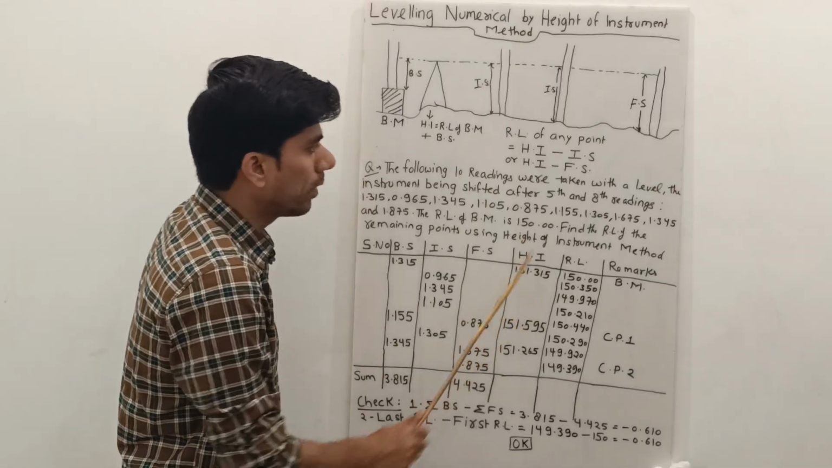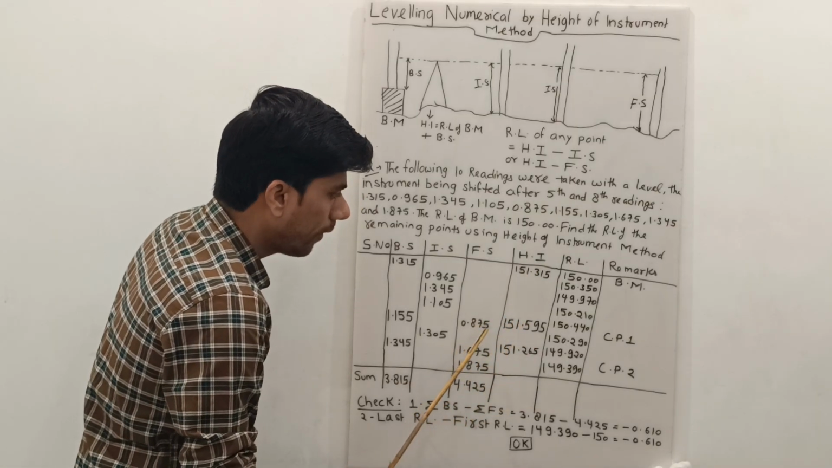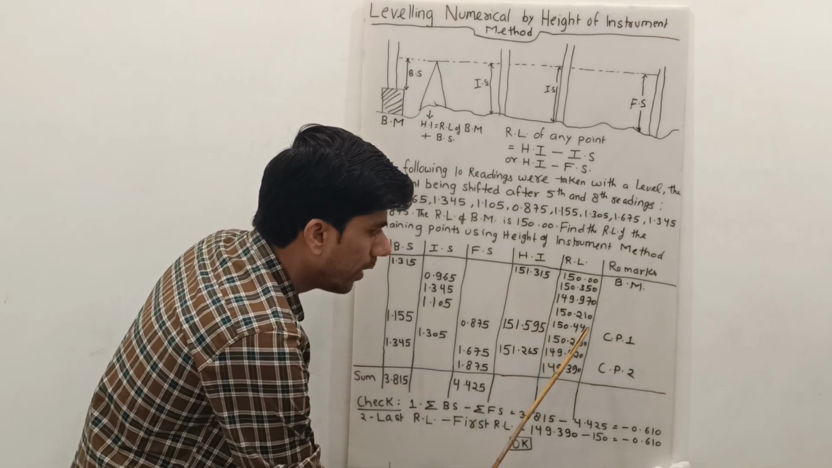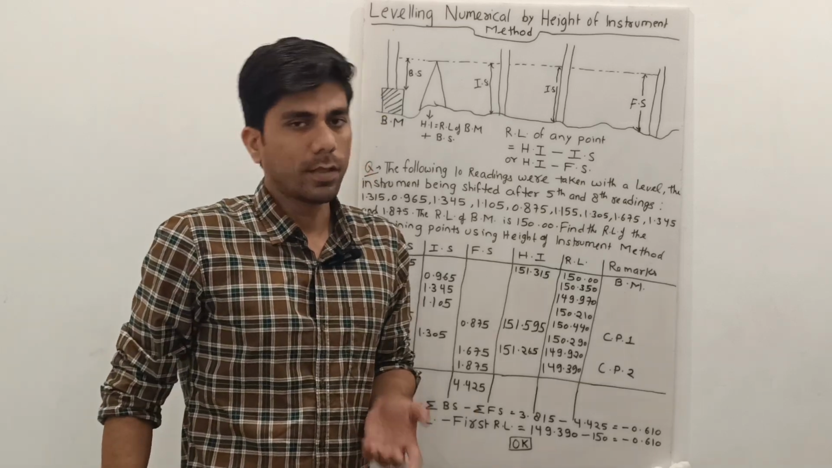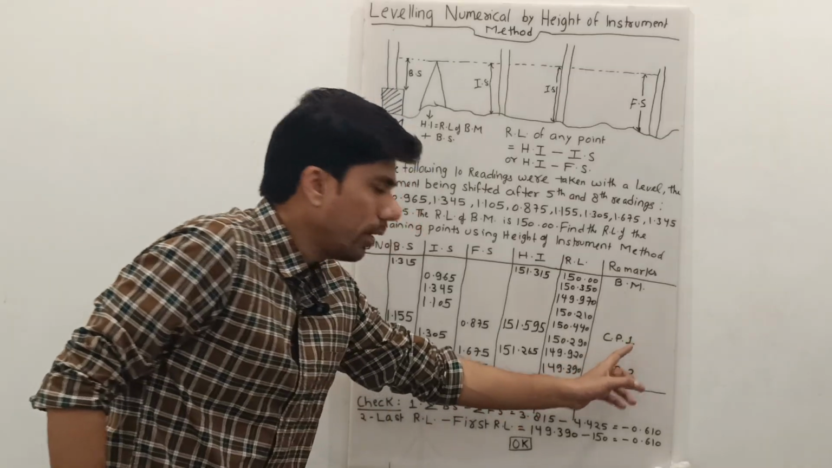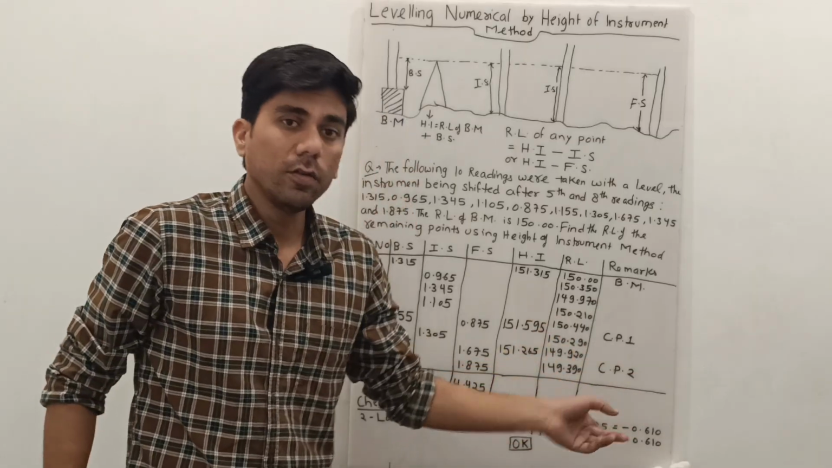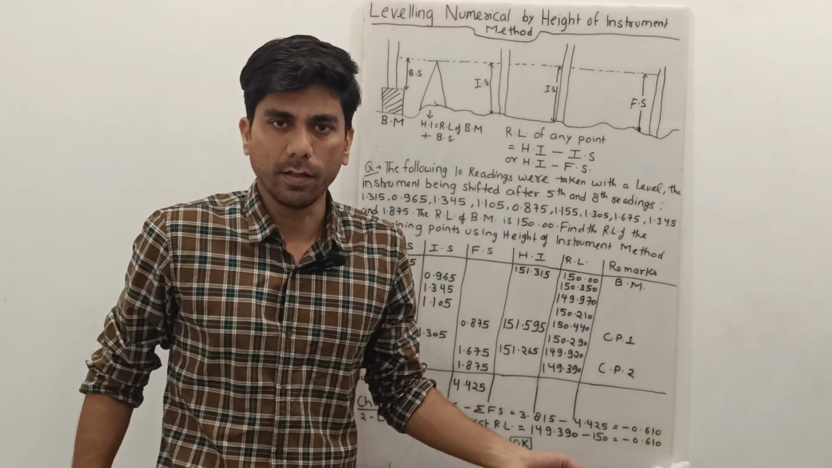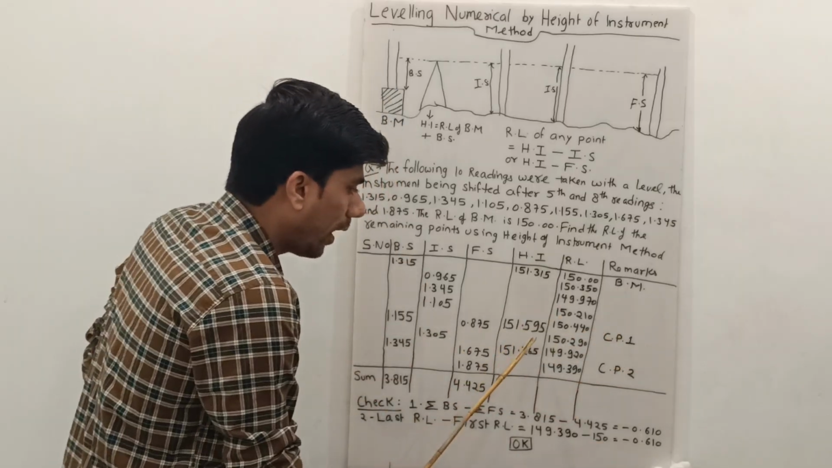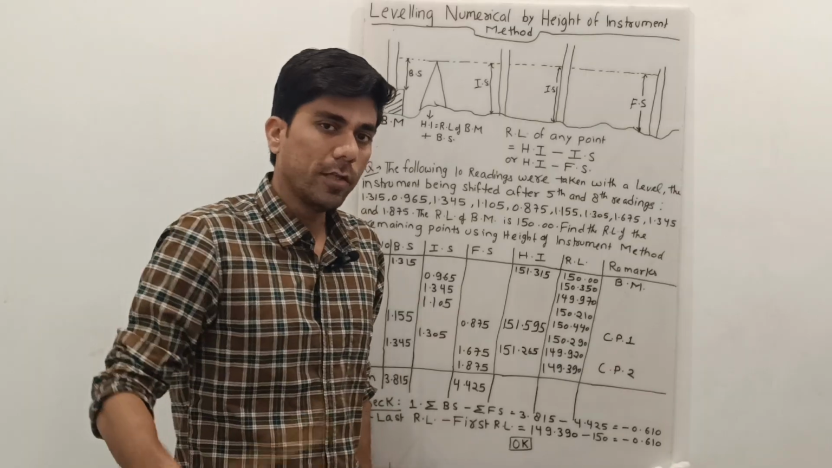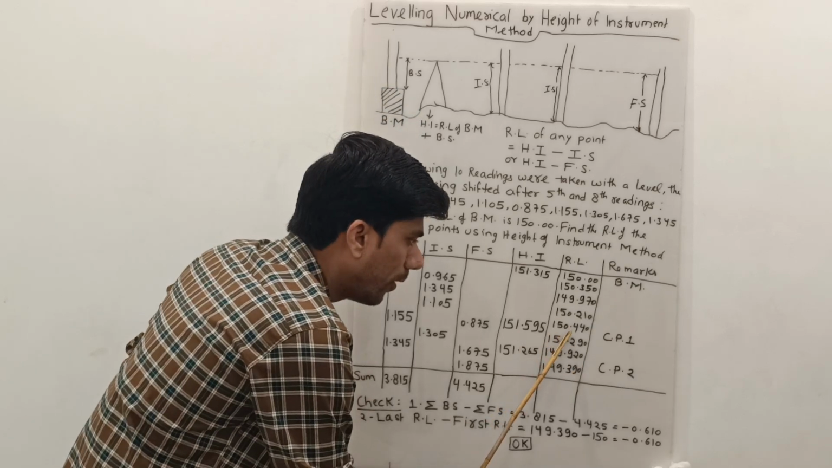Also, the foresight can be subtracted to find the RL of the change point. So 151.315 minus the foresight 0.875 will give you the RL of the change point, 150.440. As I told you in the previous video, any point whose RL is known to us can act as a benchmark. So when we change our instrument, we have our change point 1. After we have our change point 1, the reading is again taken on the same point at which we had taken the foresight earlier. So the reading which is taken on a benchmark is again a backsight. Since we have not moved our staff from the position at which we had taken the foresight, that point is now our benchmark and its RL is 150.440.